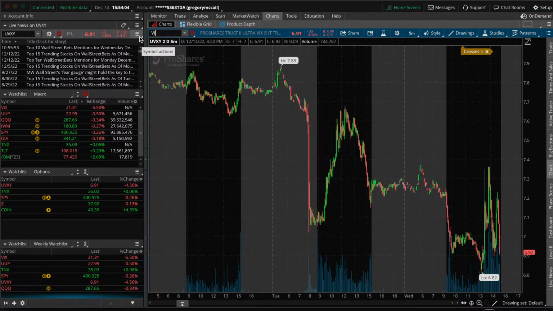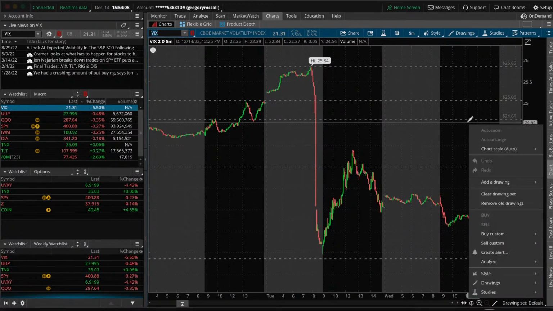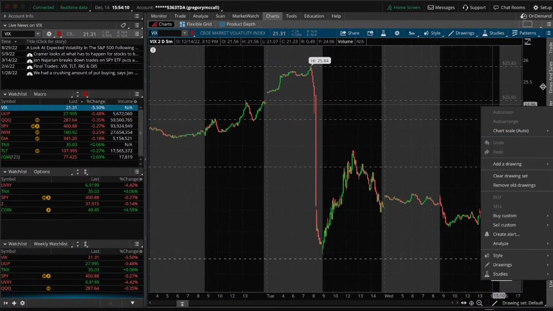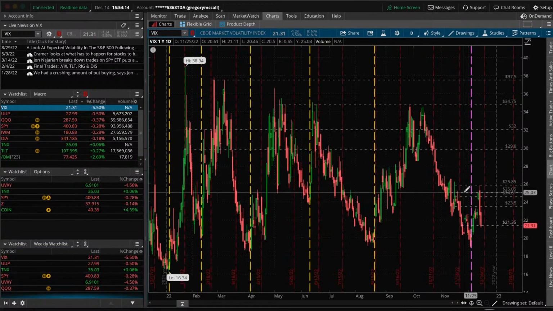Let's check out the regular VIX, see what that's up to. So that's back down to 21. It went all the way up to 26 and then reversed already. Let's see the yearly chart, see what that looks like. I still think that the cycle is going to keep going.